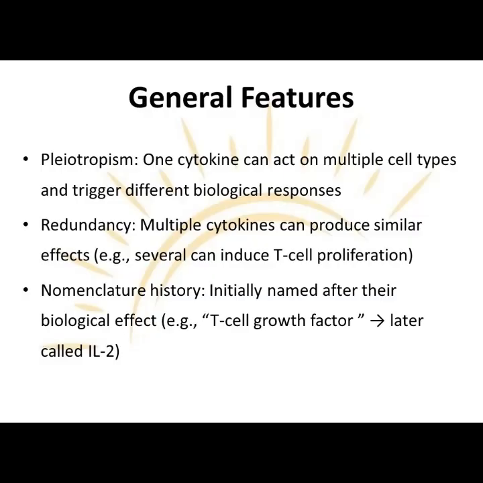General features of cytokines are pleiotropism and redundancy. One cytokine can act on multiple cell types and trigger different biological responses; this is pleiotropism. Multiple cytokines can produce similar effects; this is redundancy. Example: several cytokines can induce T cell proliferation. Before the advent of a systematic nomenclature for cytokines, most newly identified cytokines were named according to the biologic assay. For example, IL-2 was previously called T-cell growth factor.